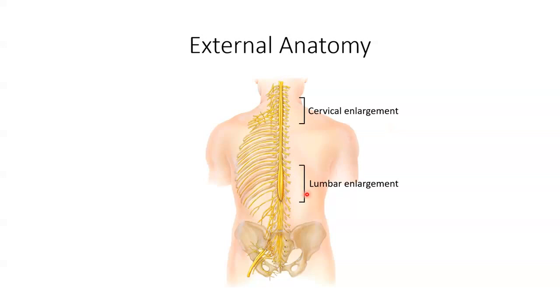The inferior enlargement is called the lumbar enlargement, which is found at the level of the bottom 3 ribs. And here, this is where the nerves to and from the lower limbs, so your legs, will arise.